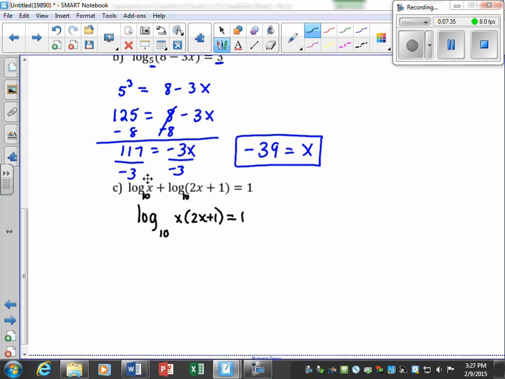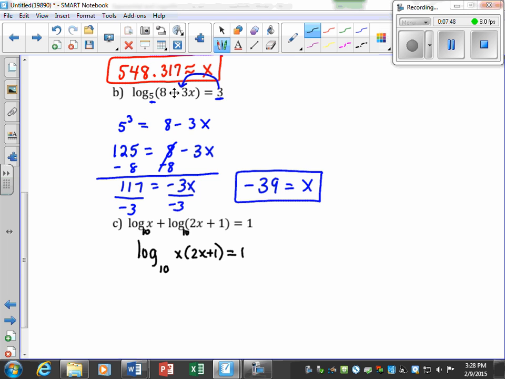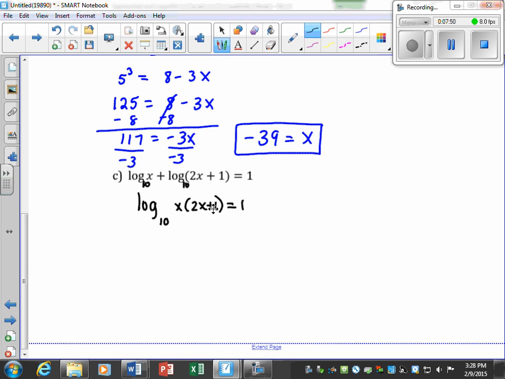So what I did is I combined these two logarithms using my properties. Since it's addition, I can rewrite the arguments using multiplication. Now I have it in one log is equal to some number, like I did up here, so I'm going to change to exponential form. Once you have it simplified and condensed, now we can say this raised to this equals this. So I'm going to say 10 to the 1st power is equal to x times 2x plus 1.